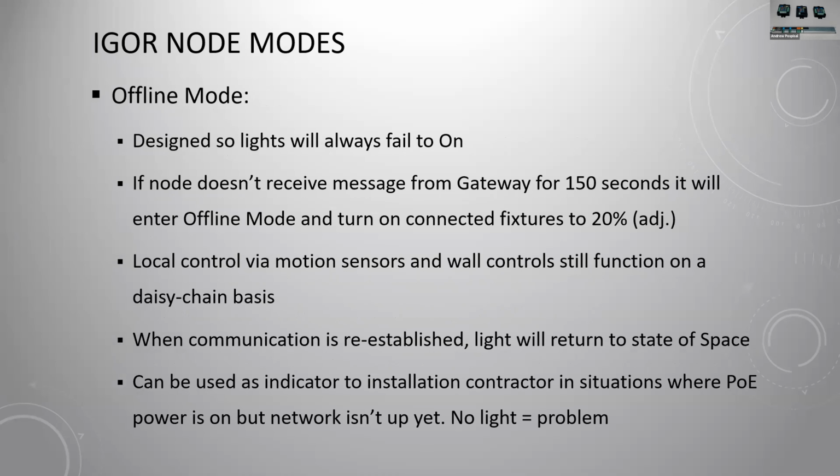And the last mode I'm going to discuss is what we call offline mode, and that's really designed so the lights will always fail on. It takes a little bit longer for it to kick in. Say if you had a network outage or some type of issue, within 150 seconds, that node, after not receiving any communication from our gateway server, will go into its offline mode state and turn its lights on. The intention of this was that a building wouldn't go dark, that occupants could still have light to get work done. And you do still have some local control via motion sensors and wall controls specific to the daisy chain of the individual nodes. And then once that network connection is reestablished, those nodes will automatically return to the state of that lighting control space.